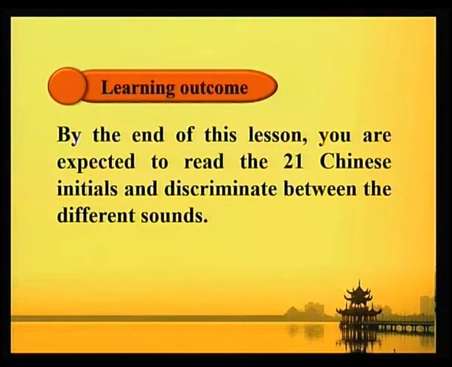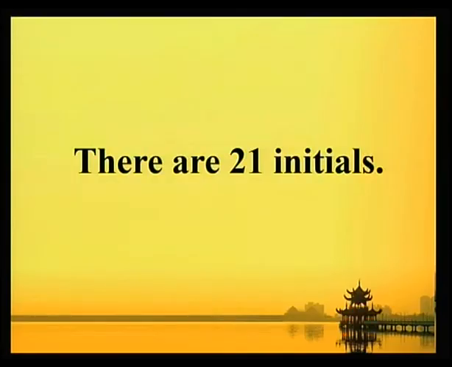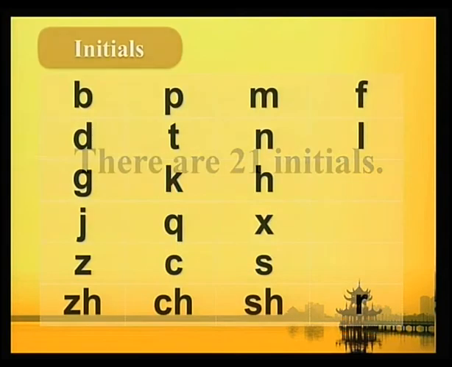Learning outcome. By the end of this lesson, you are expected to read the 21 Chinese initials and discriminate between the different sounds. 你好! In this lesson, we will learn about Chinese initials, 声母, in depth. An initial is generally the first consonant in a syllable. In Chinese, an initial is called 声母. There are 21 initials. Please read after me.